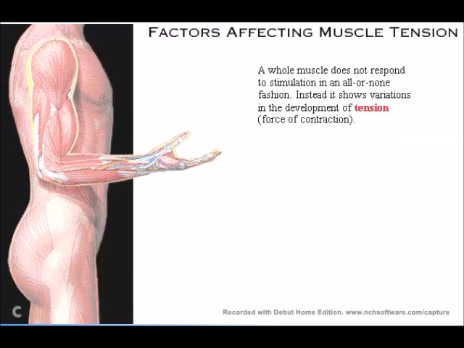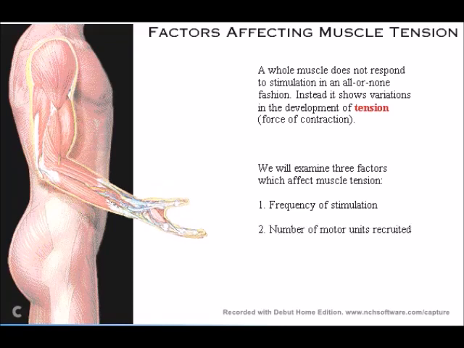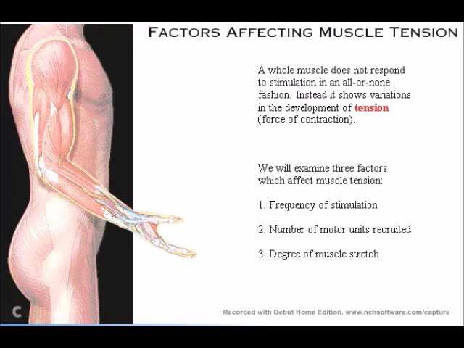A whole muscle does not respond to stimulation in an all or none fashion. Instead, it shows variations in the development of tension or force of contraction. In this topic, we will examine three factors which affect muscle tension. 1. Frequency of stimulation. 2. Number of motor units recruited. And 3. Degree of muscle stretch.